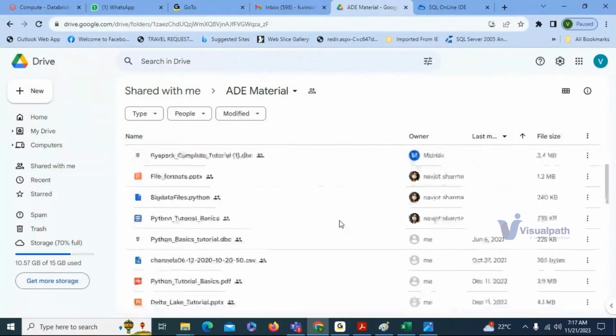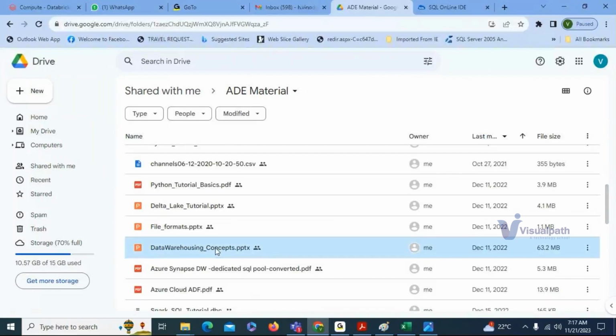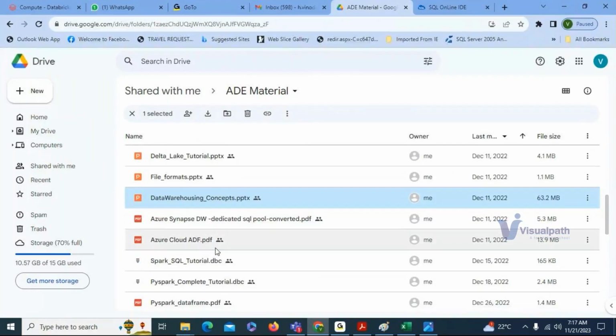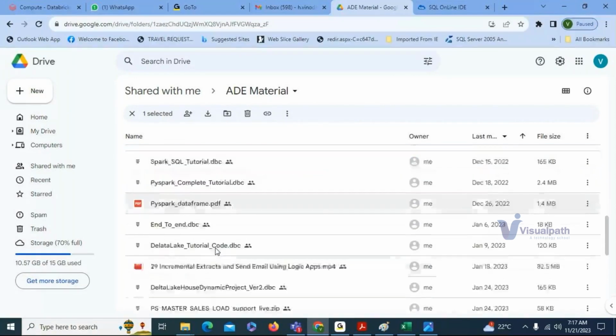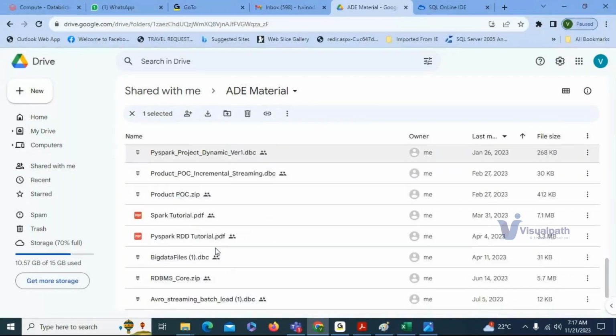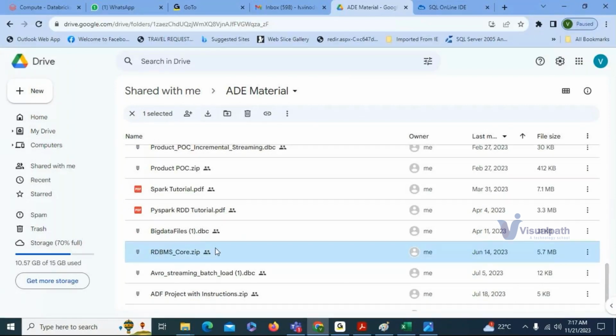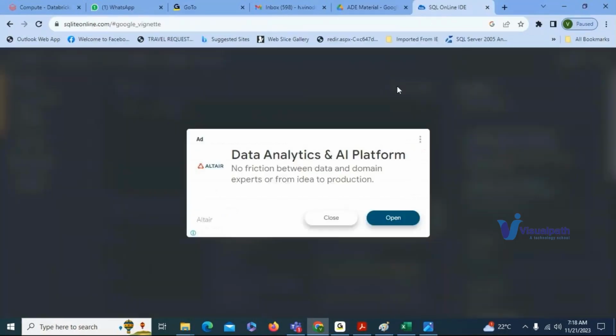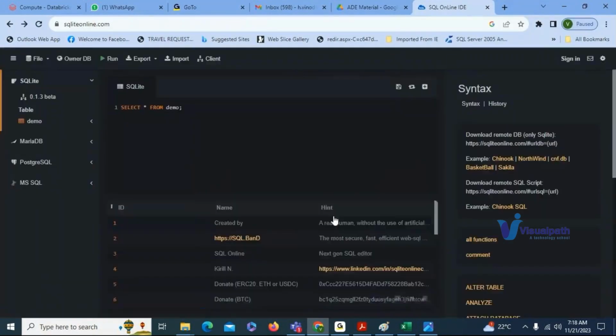Yeah, here we have these data warehousing concepts. If the audience wants to practice, there is an RDBMS folder, because I am not covering RDBMS as such. Please try to practice by yourself. I will be covering similar stuff in Delta Lake. So if you want to practice, you can open this and try it in SQLite online. It will be easy. Okay, thank you.